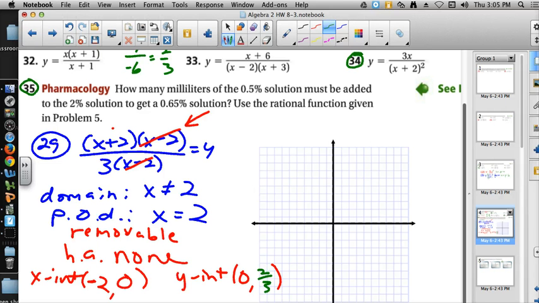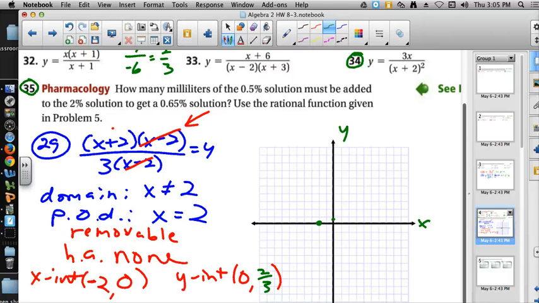So let's see what we know so far. We know that at x equals 2, we're going to have something that's removable. But we don't have any vertical asymptotes. We don't have any horizontal asymptotes. We know that the graph is going to cross the x-axis at negative 2, 0, and it's also going to cross at 0, 2/3. Oops, too high there. Like so. That's all we know.